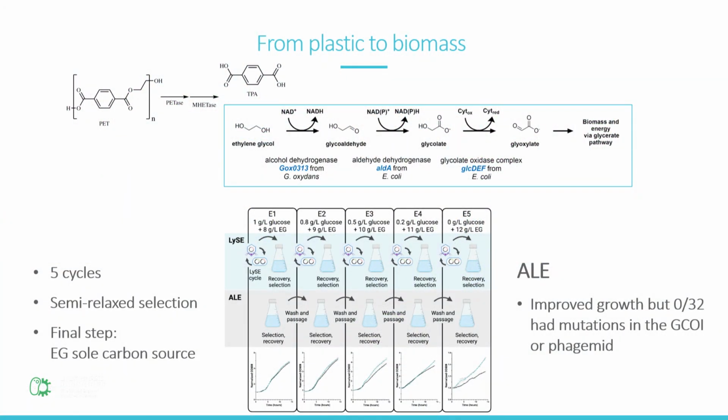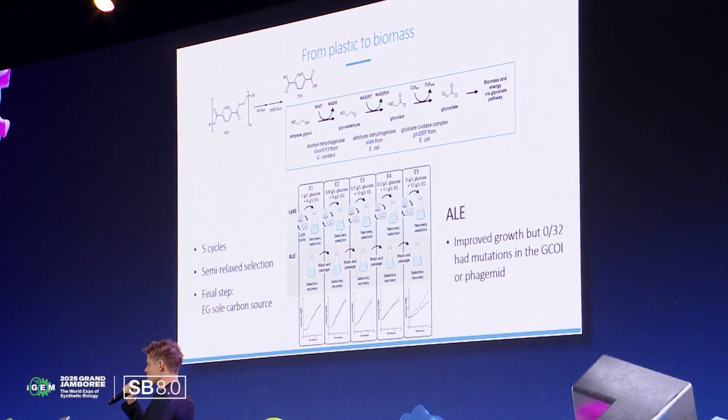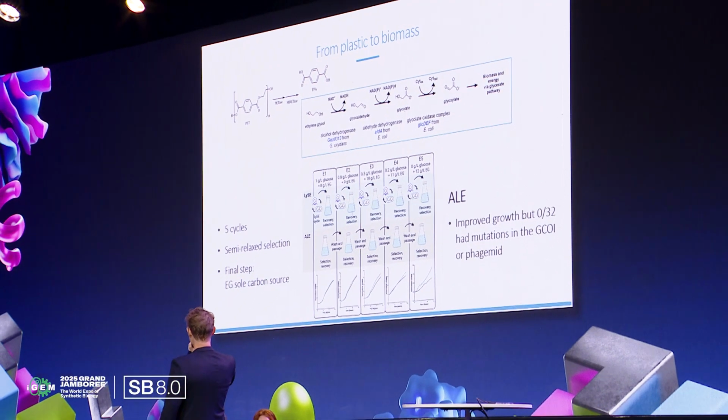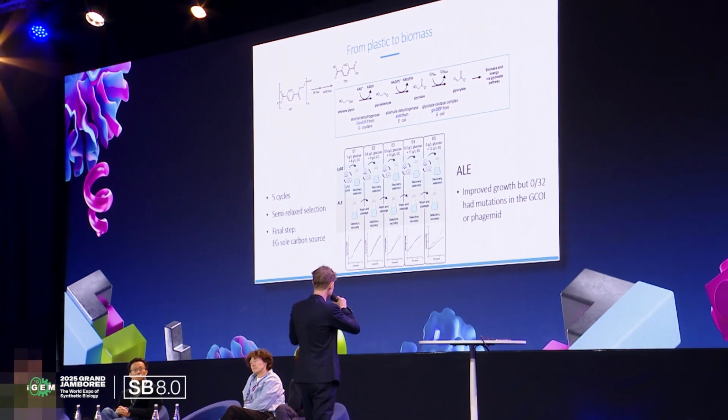We went through 5 cycles. We did semi-relaxed selection. That means that we were helping the cell with a little bit of glucose in the beginning, just to let it live, right? And then we slowly removed the glucose, so the cell had to get better and better at just living off of its ethylene glycol as its sole carbon source. We did 2 different experiments here.